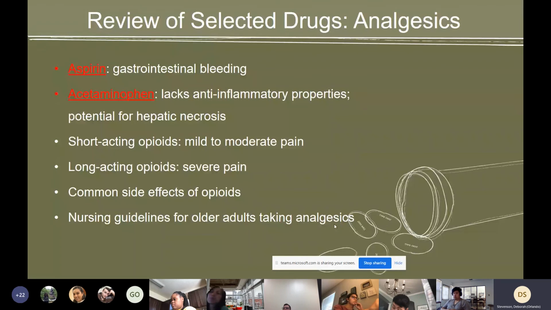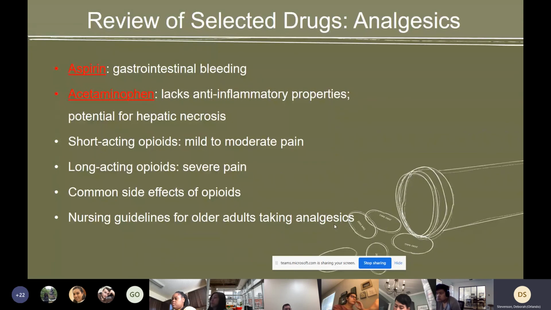So let's look at some selected drugs here. The first one are analgesics. Two very important ones to be familiar with is aspirin. You know that it causes gastric bleeding, of course. And acetaminophen does not have any anti-inflammatory ability, so it's really not good for arthritis. Right? Acetaminophen is not for the inflammatory process. For bone and muscle, we tend to use ibuprofen for that. However, just some little things to think about, right?